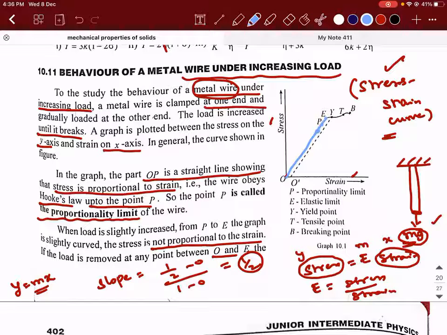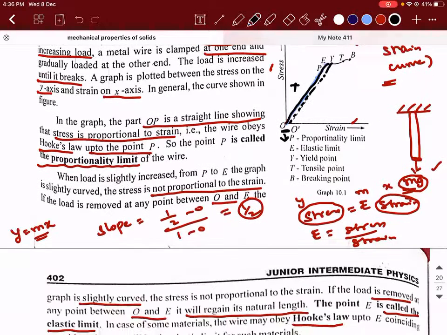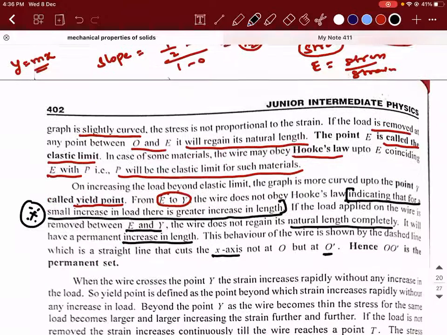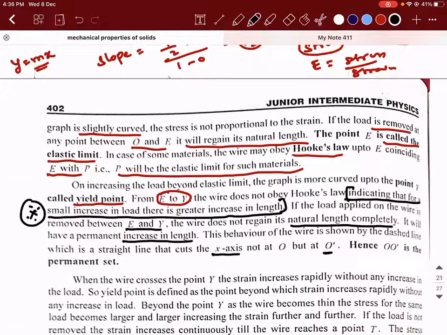But if you do it somewhere between E and Y, what will happen? The material will no more retrace this path. Rather, it will follow a new path and come to this position. And this distance OO dash is what we call the permanent set. It means the length of the wire has increased from its natural length. Hence, OO dash is called the permanent set.